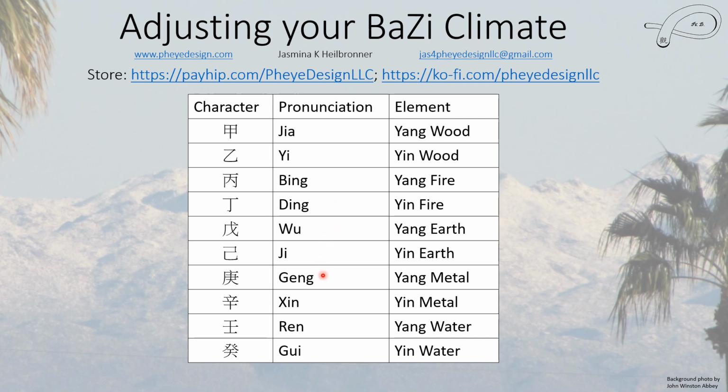Wu, ji, geng, xin, ren, and kui. And I might pronounce it as kui, more of a K sound, which is what I usually hear. But that may be my weirdness of my ears. Or it might actually be more of a Cantonese pronunciation. But either way, it's the only one that sounds even somewhat like that.